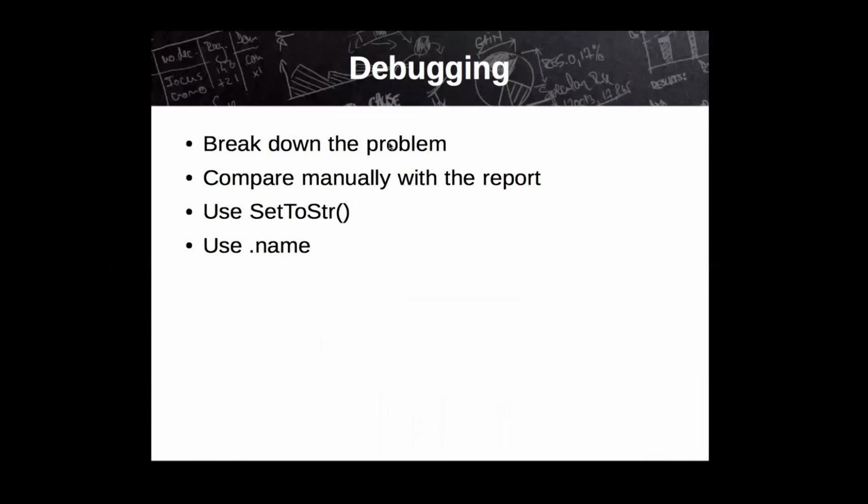What I'm going to do is use a technique where I break it down into smaller problems to find out where it's not working, and I will try to compare it with a report. I'm going to try to recreate the same thing in a report, and I'm going to use a very useful function for that. That's called set to string. And I just showed you the function dot name, and put it there so you know that it's also useful in these cases.